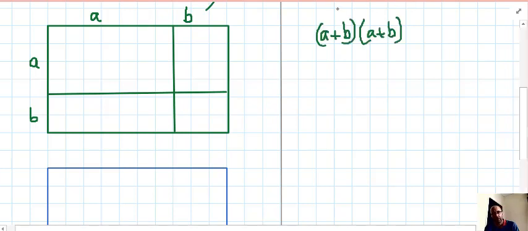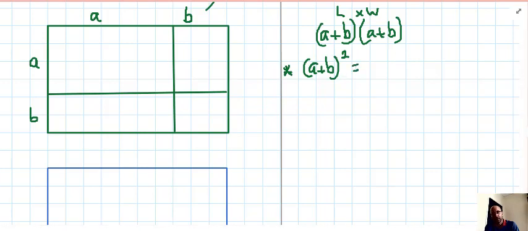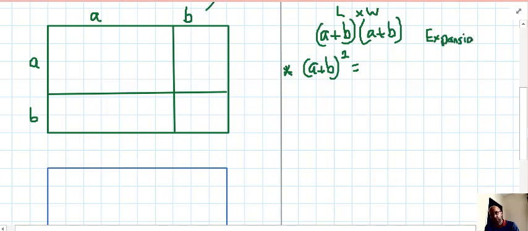Now this one, the overall big rectangle, length times width, would be A plus B across and A plus B down. It's actually a square, so side by side. We call this A plus B all squared. Okay, that's how the pattern is known, and that's basically tied in with the expansion of a perfect square. So that one's got a name. We're going to expand it, expansion of a perfect square.